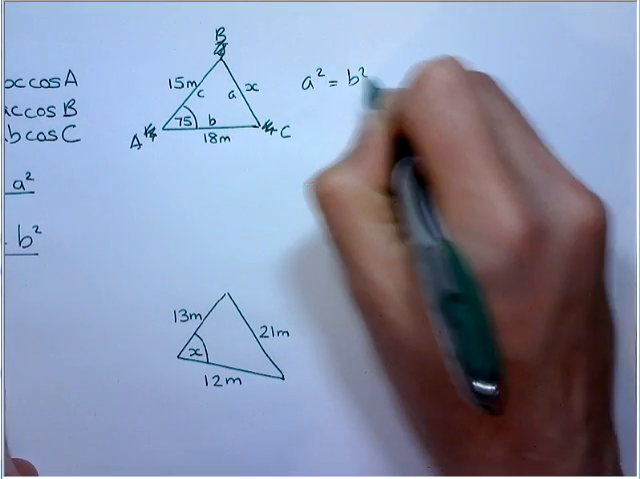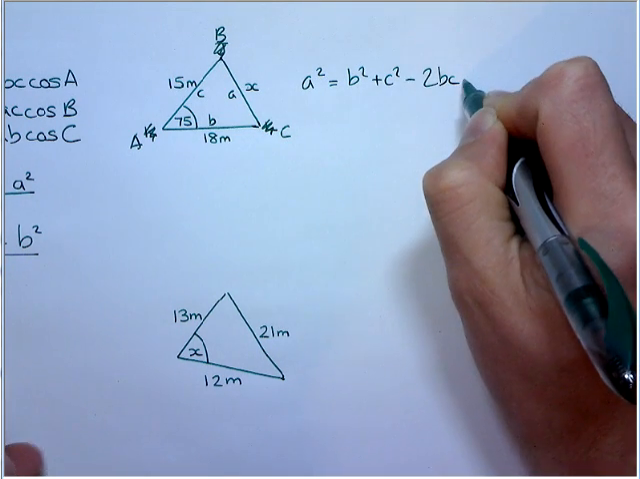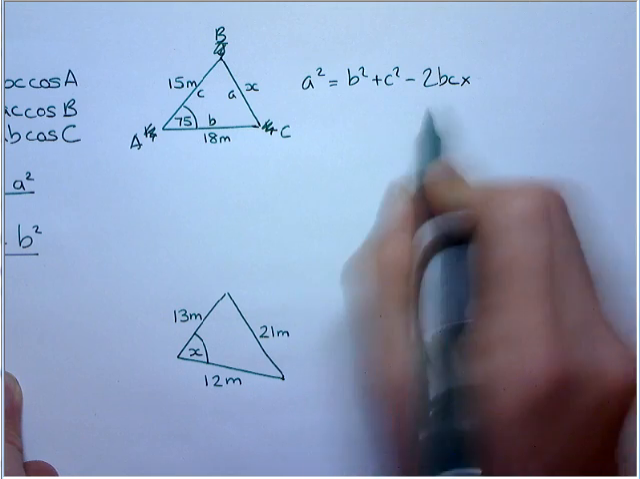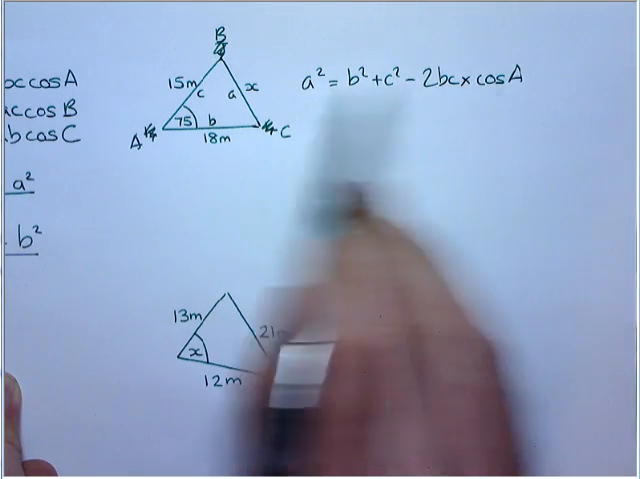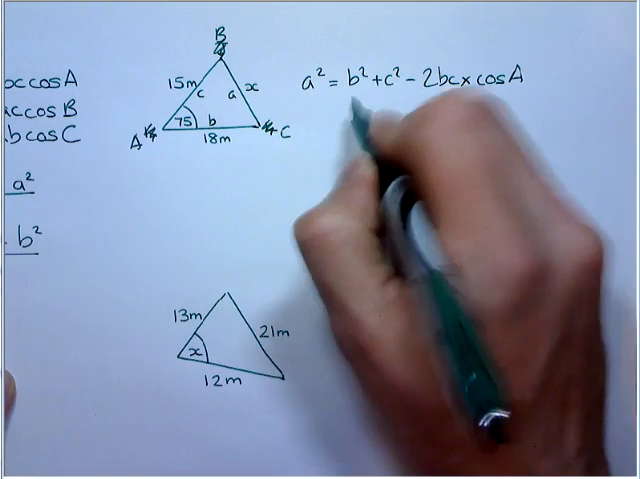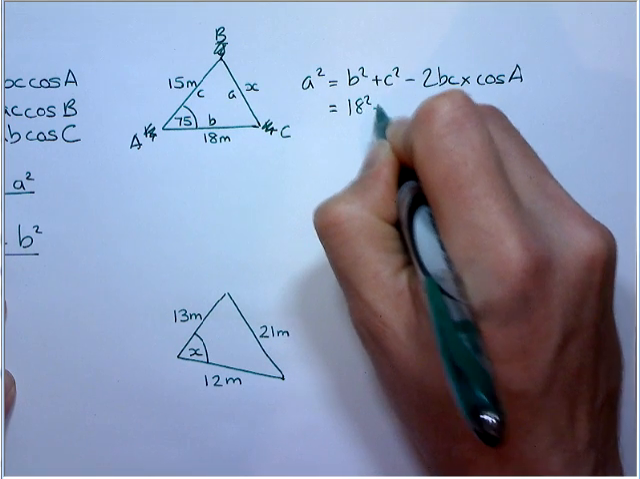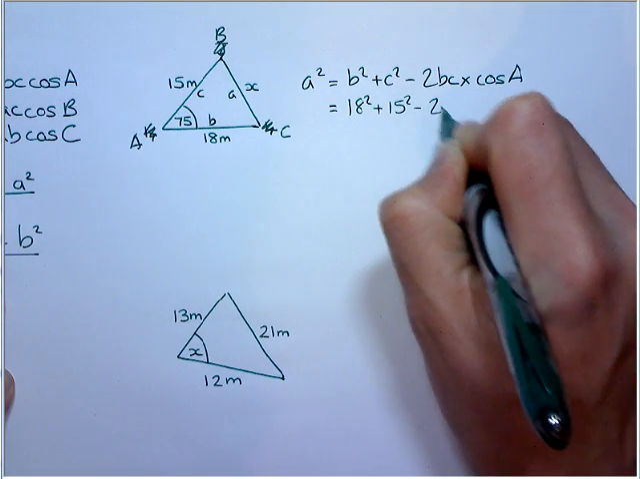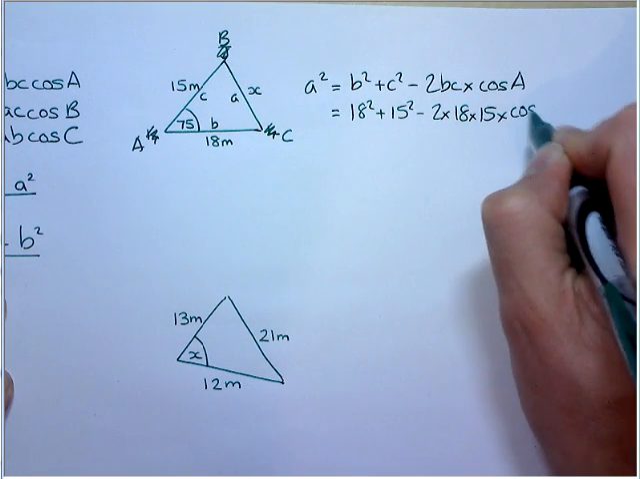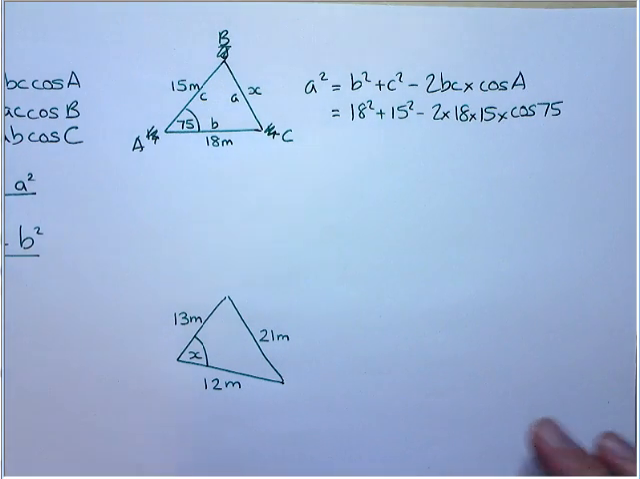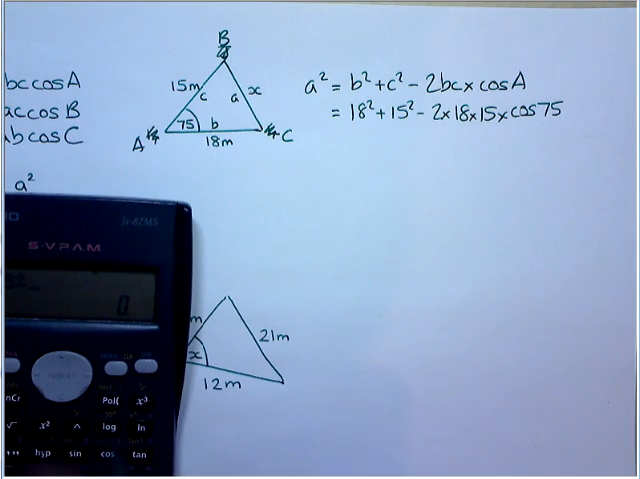The other 2 are B and C, so I'm going to add them. Take away 2 lots of whatever I've just written, and because they're put together, that actually means there's a times sign there, of the cos of the angle opposite the side I'm trying to find. Now once you know the formula, it's dead easy because you just pop the numbers in. So 18 squared plus 15 squared minus 2 times 18 times 15 times cos of the angle, which is 75. And because of BIDMAS, you can actually just type this one straight in. You can trust your calculator on this one.